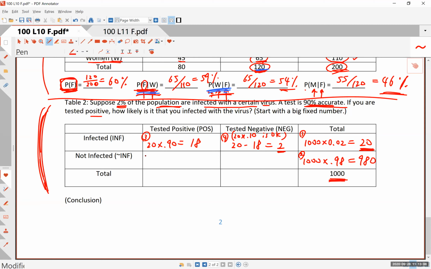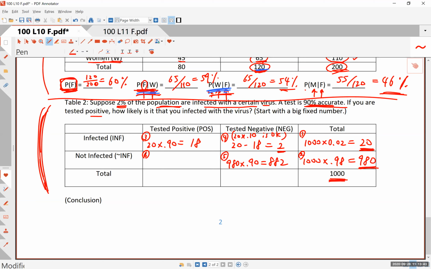And then let's say number 5. Maybe I will go to 5 here, okay? The test is applied to these 980 people who don't have the virus, okay? And 90% of them will test negative correctly, right? So 980 people don't have the virus, and 90% of them will test negative, because that is the correct result for these people. And that's 882 of these people, okay?